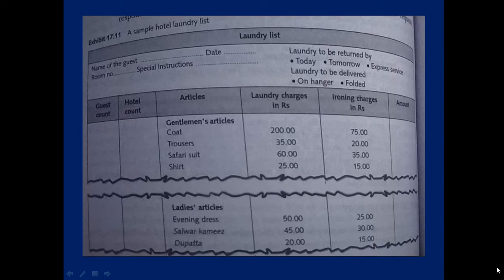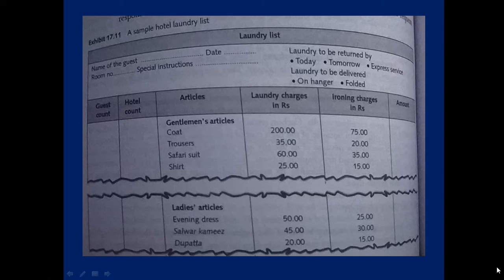You can see this is the sample of a hotel laundry list. This slip is kept in the guest room in a particular drawer with the laundry bag. So whenever guests want to see the charges or the rates for each item in the guest rooms, they can easily go through this laundry list. You can see the name of the guest printed over here, then date, room number, special instructions, then laundry to be returned by today, tomorrow, express service, or laundry to be delivered on hanger or folded.